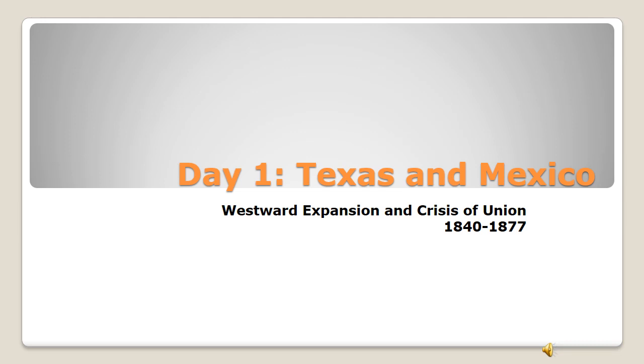Okay, today we're starting our new unit, Westward Expansion and Crisis of Union. The main unit is going to cover from about 1840 to 1877, but for today we're going to have to go slightly back in time in order to tell the story of Mexican independence and the Texan Revolution in order to explain why the country expanded in the directions and the ways that it did.